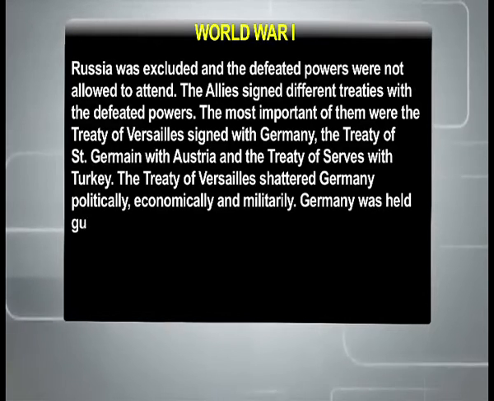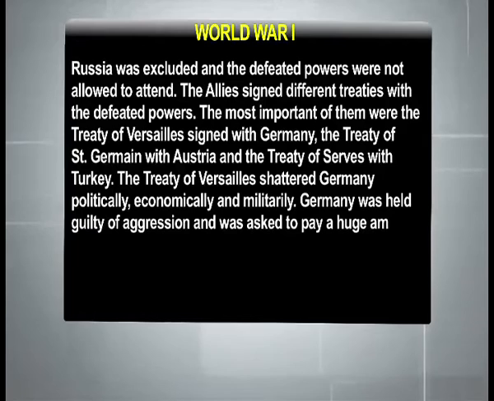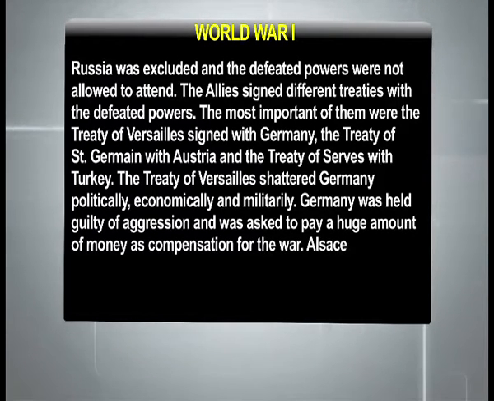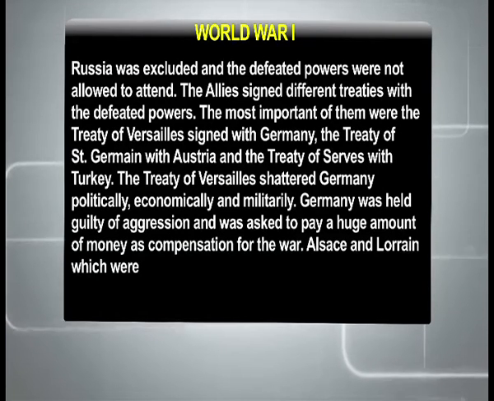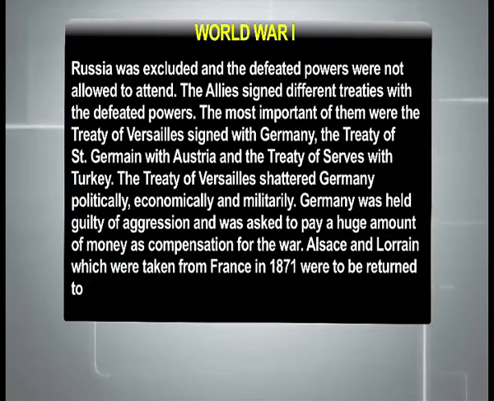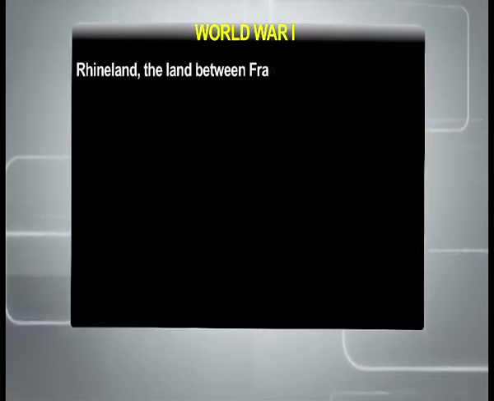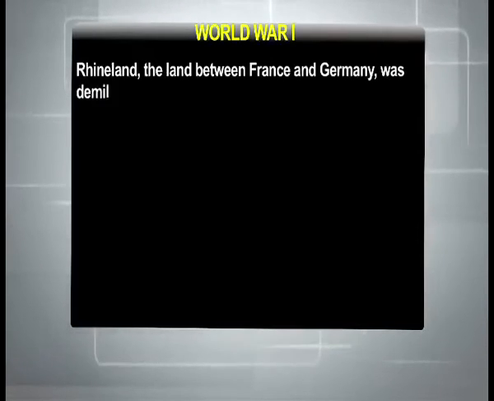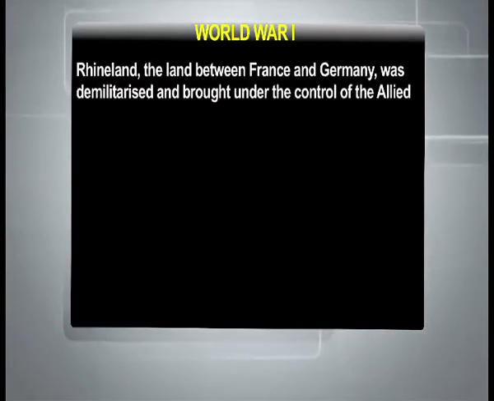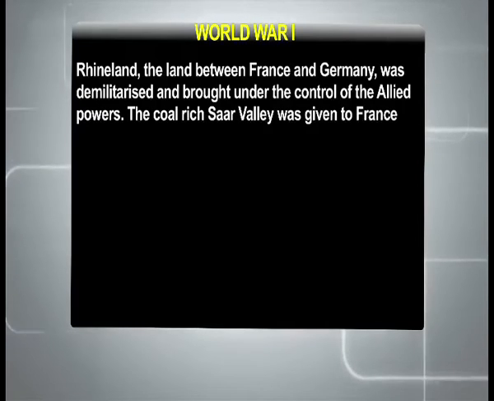Germany was held guilty of aggression and was asked to pay a huge amount of money as compensation for the war. Alsace and Lorraine, which was taken from France in 1871, were to be returned to France. Rhineland, the land between France and Germany, was demilitarized and brought under the control of the Allied powers. The coal-rich Saar Valley was given to France for 15 years.